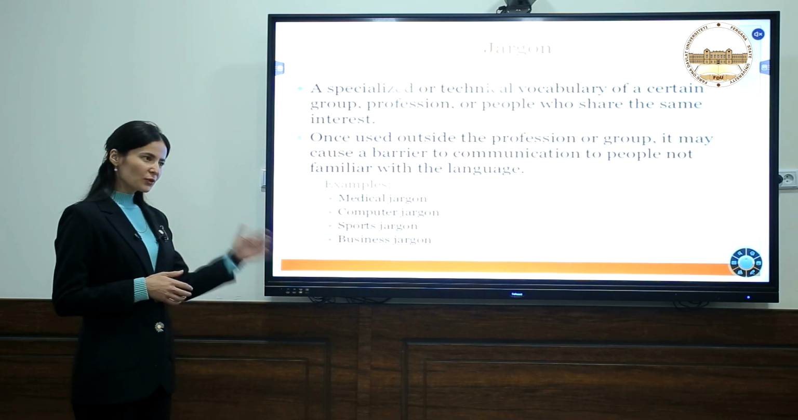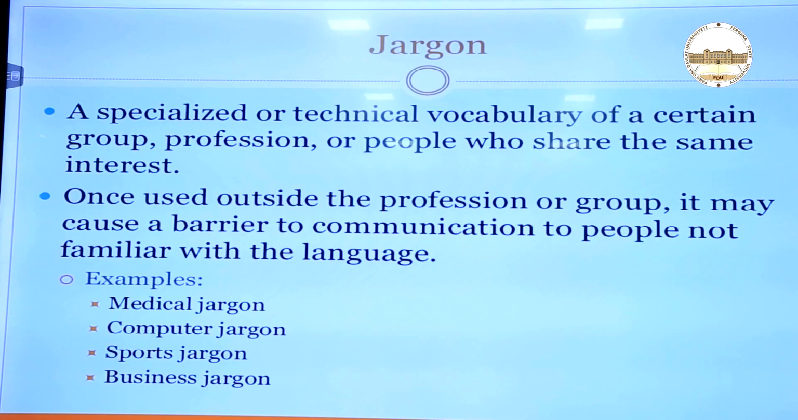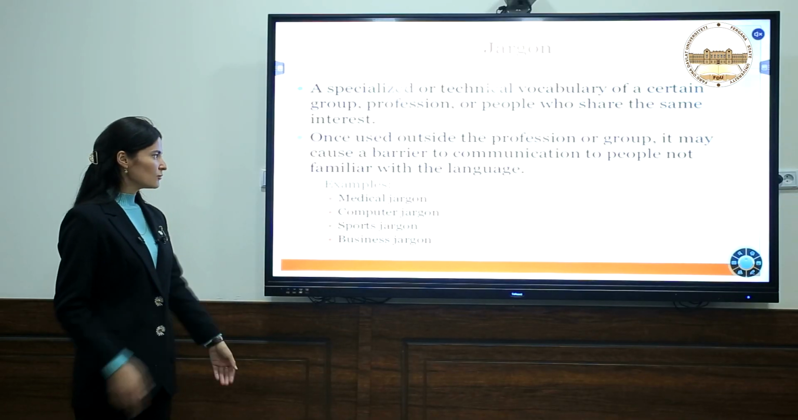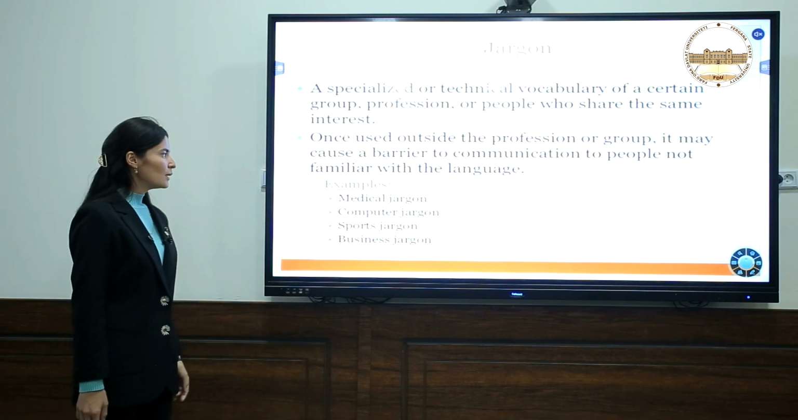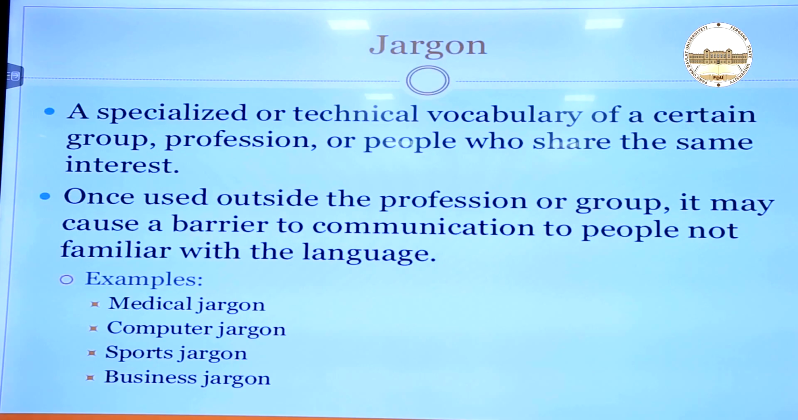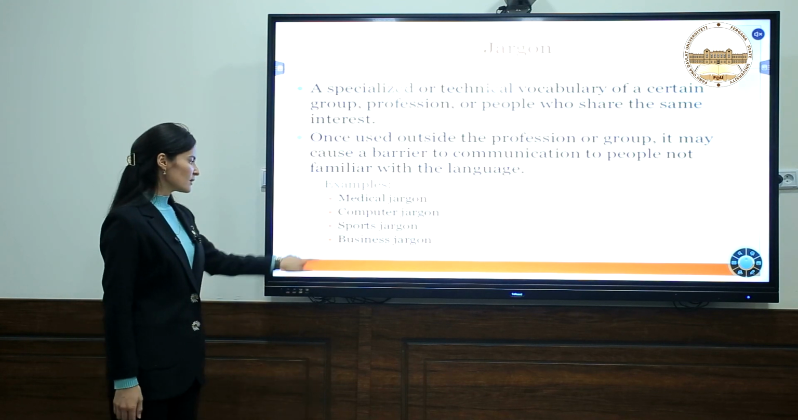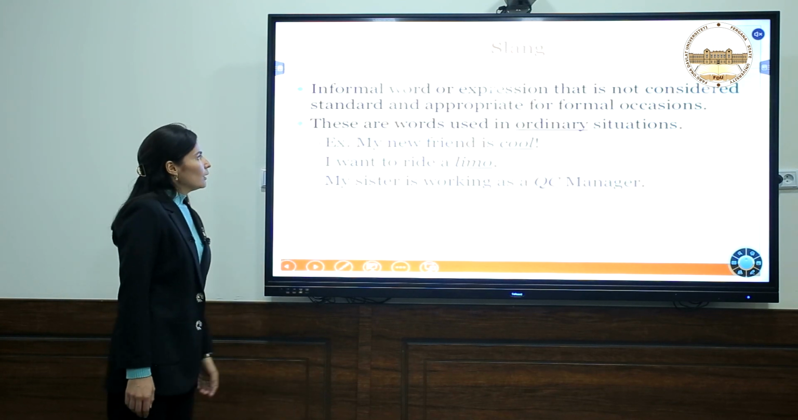For example, if doctors communicate with each other in daily communication, we ordinary people never understand what is going on in their speech. If we pay attention here, the examples, medical jargon, computer jargon, sports jargon, and business jargon are specific groups of words that are understandable only for this specific group of people. And this is considered as jargon. In the next slide, you can see slang.